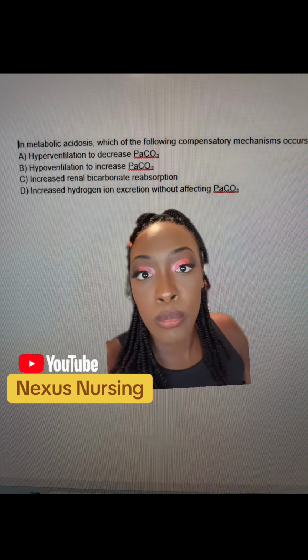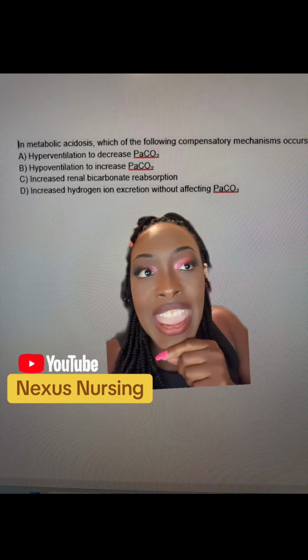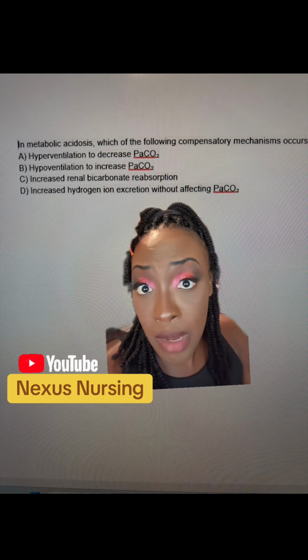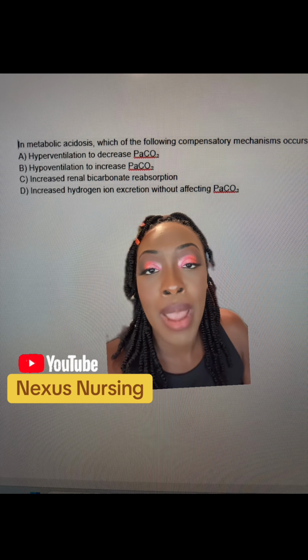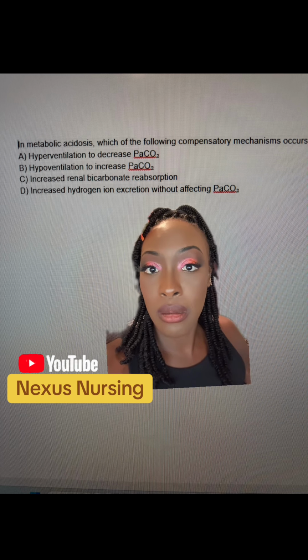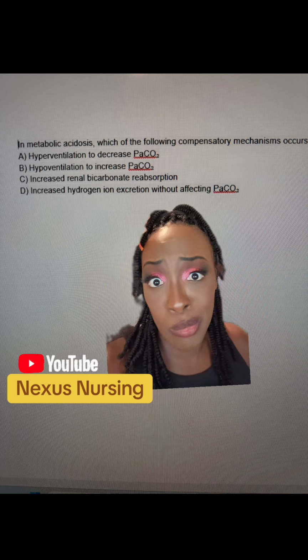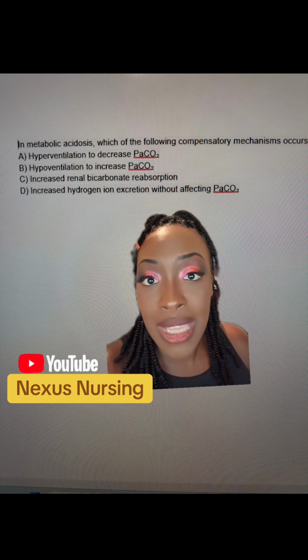We need to get rid of all that acid. What are we going to do? We're going to blow it off. Increase respirations to blow it off. Now, let's say it was the opposite. Kidneys were still in trouble. We're still talking about metabolic, but instead of acidosis, the patient was going through metabolic alkalosis. Kidneys in trouble, and it's shooting out way too much bicarb, right? The patient's in alkalosis. Who's the only one that can help?